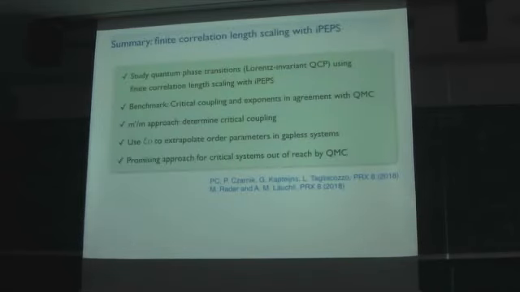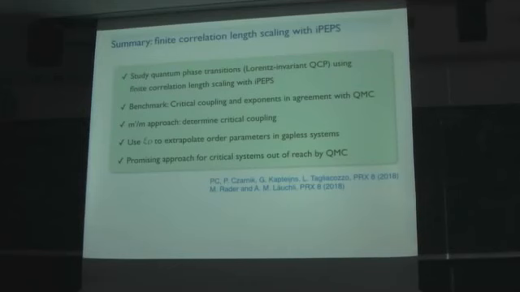Okay, so let me just summarize this part of my talk. I've shown you this idea of finite correlation length scaling to systematically study quantum phase transitions. In the end, I think it's a promising approach to study critical phenomena which are out of reach by quantum Monte Carlo.